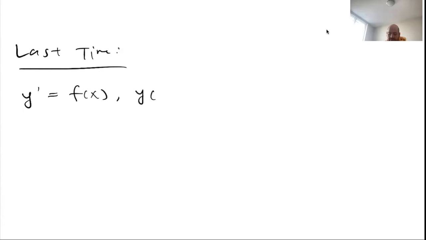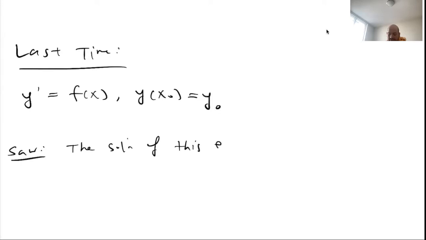Hello, everyone. So last time we were looking at solutions of first order differential equations. In particular, we looked at y prime equals f of x with, let's say, y of x0 equals y0. If you remember, we said that a first order differential equation needs one initial condition. And then we saw that by FTC, the solution of this equation is given by the following equation.